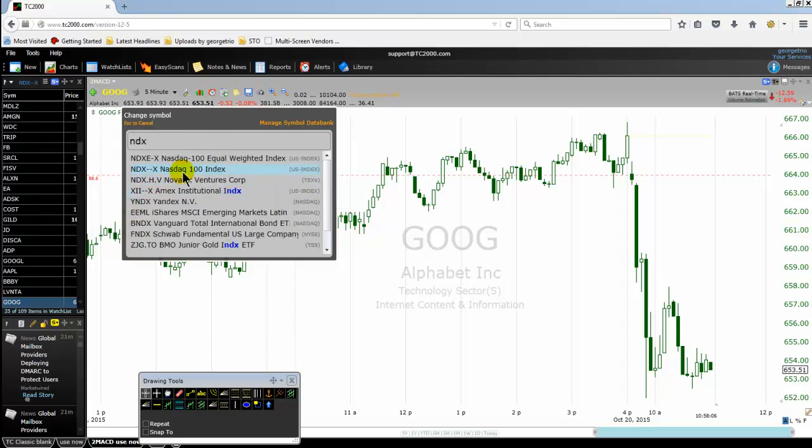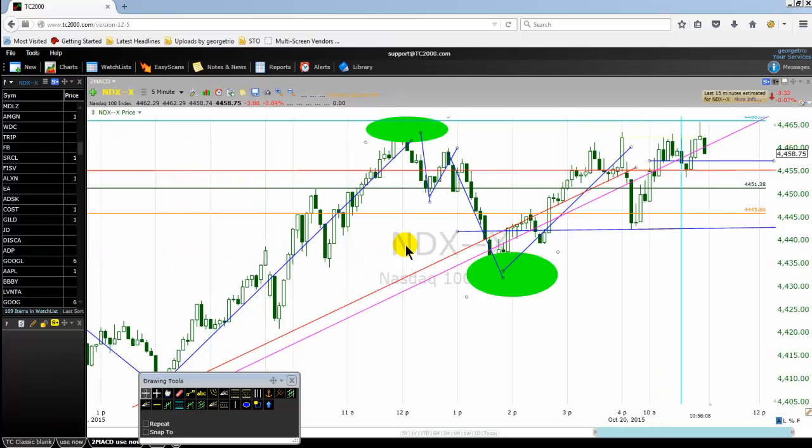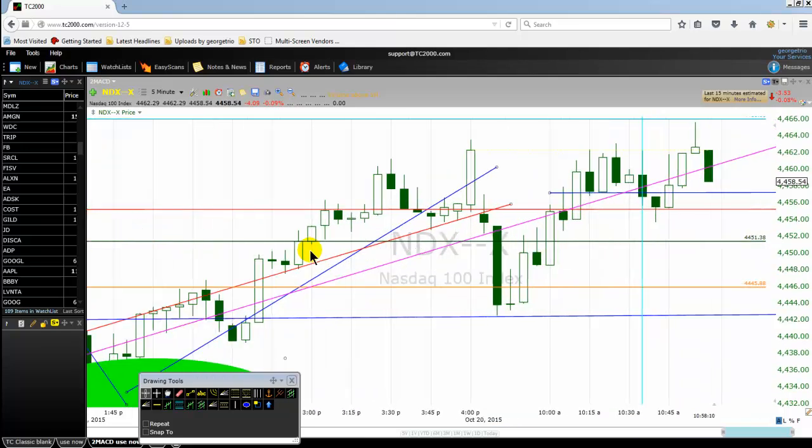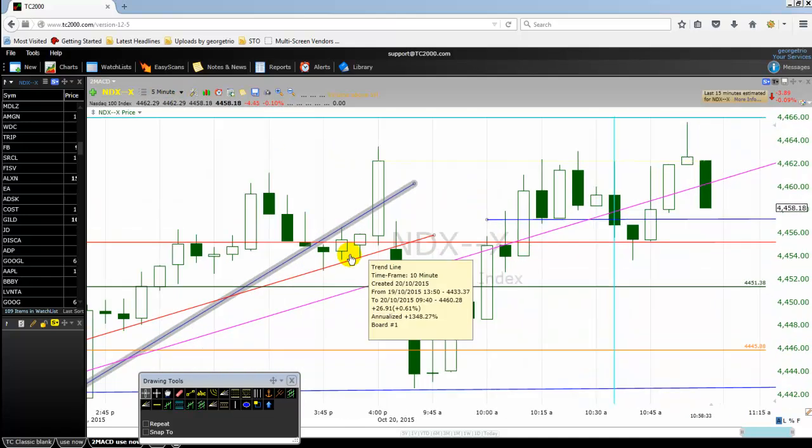Nasdaq 100 index. Here we are on the 5-minute time frame, working beautifully. You can see the reaction along the trend line, what we call trading on the edge of a trend line. Some traders are selling on the edge of this pink line that we have drawn on the 30-minute chart of the Nasdaq 100 index. That's it. We're on the 5-minute time frame.